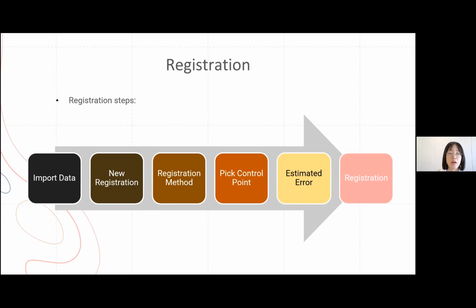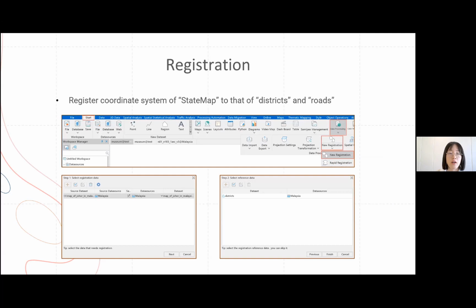The next important step is to calculate the estimated error for the registration to see if it meets the registration criteria. If it meets the criteria, then we can do the registration and assign the coordinate system to our data sets. And now I'll show you how to do that in SuperMap iDesktopX.